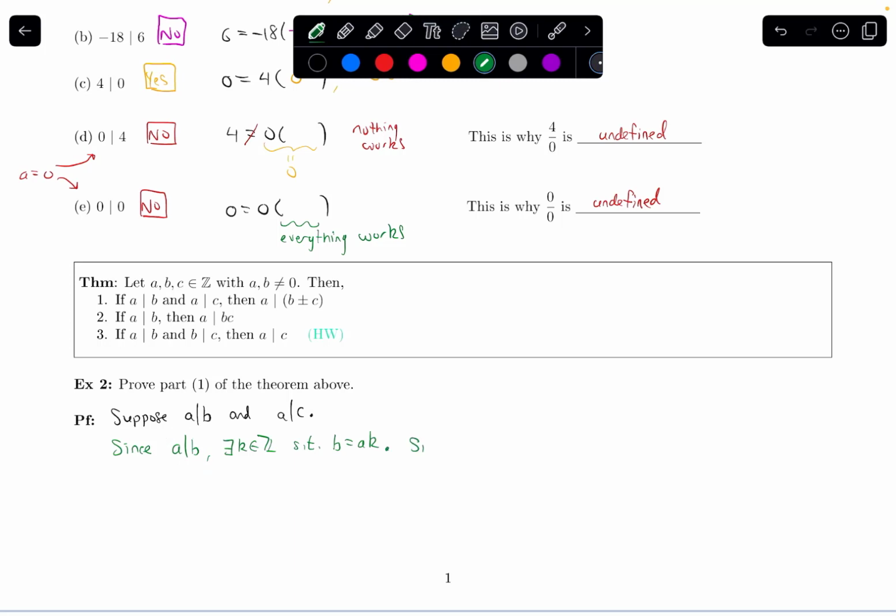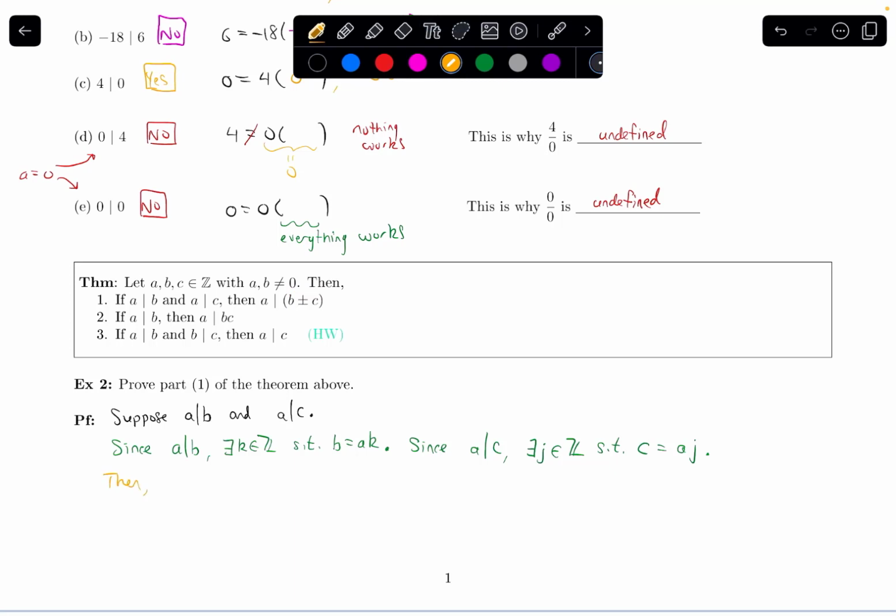And since a divides c, I can say the same type of thing. There exists an integer, j, I can't reuse the same variable, j, which is an integer, such that, well, now c is a multiple of a. So c is going to be a times this integer j. So now we're ready to do our manipulations. I'm trying to show that a is going to divide either b plus c or b minus c. Both of them are roughly the same, so let's just show one of them.